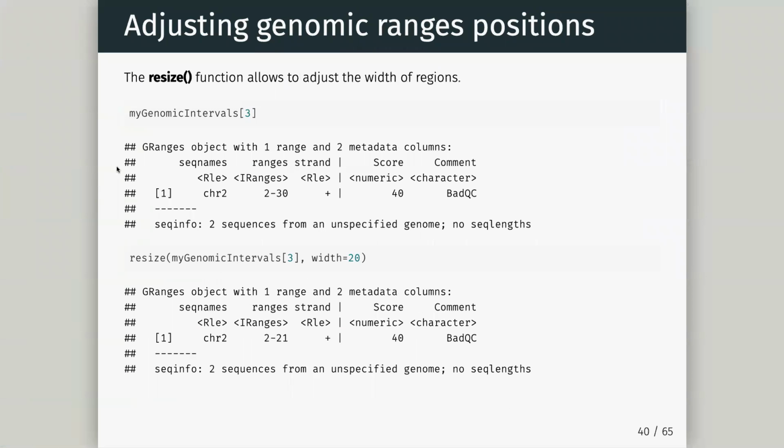We can also use the resize function to adjust the width of our regions. So here, if I take our genomic region 2 to 30, and I say I now want to resize it to be 20, by default it's going to fix on the start, and it's going to go 20 base pairs up. So resize, give it my region, tell it the width. Now it's resizing it fixed on the start to go up 20.